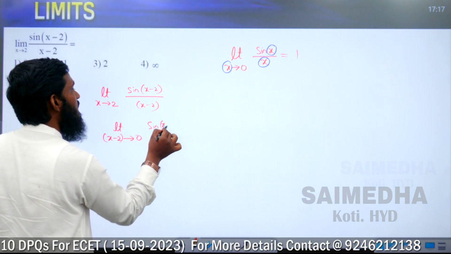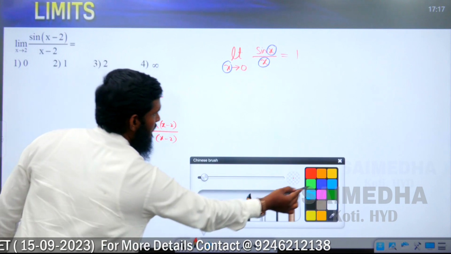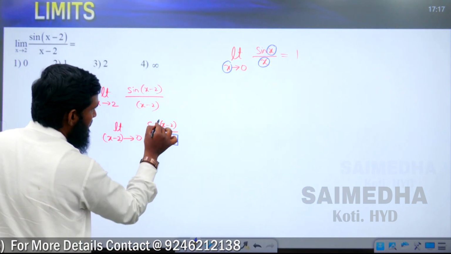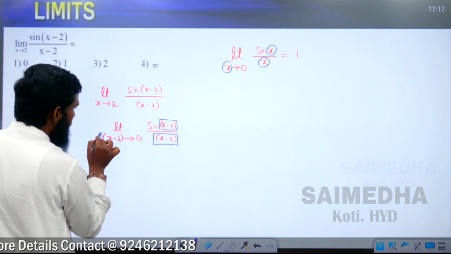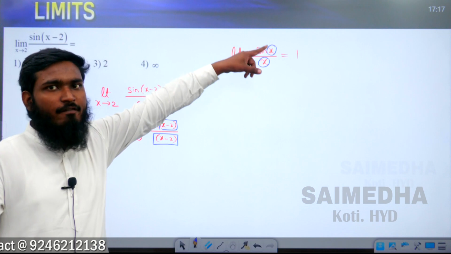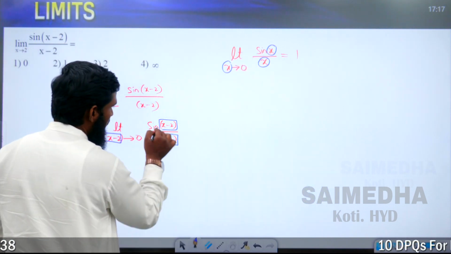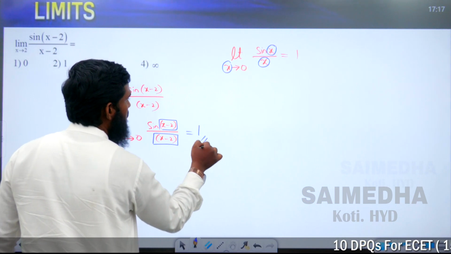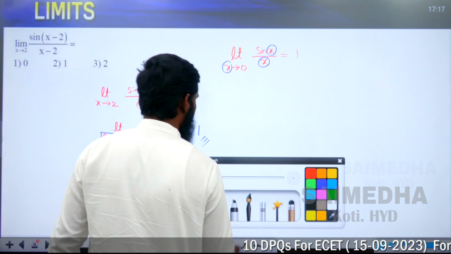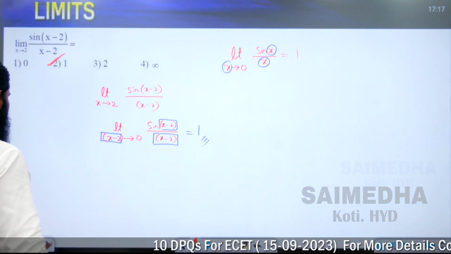Now we have sine of x minus 2 divided by x minus 2. Now listen carefully. This function is the same, this function is the same, and this function is the same. So we can apply the same formula and write the a value. What is the a value here? The a value is equal to 1. So which option is correct? Second option. Second option is correct.